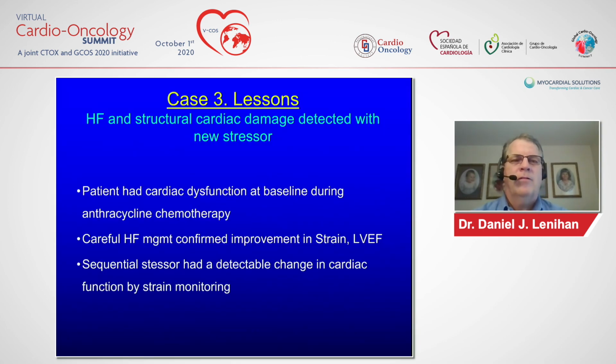So the lessons from case 3 is the patient had cardiac dysfunction at baseline and during anthracycline-based chemotherapy, but with careful heart failure management, we confirmed the improvement in strain and LVEF, and then a sequential stressor had a detectable change in cardiac function.